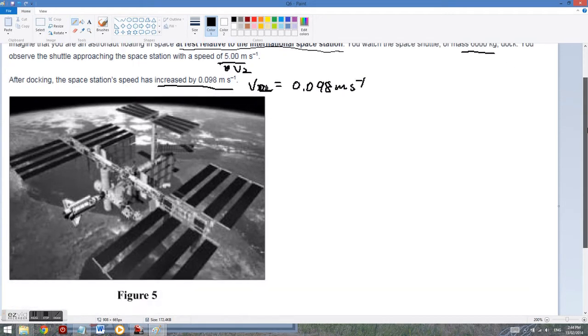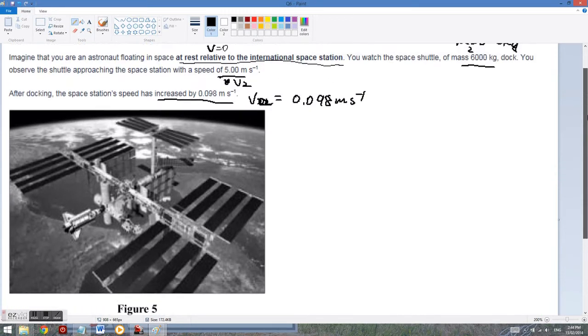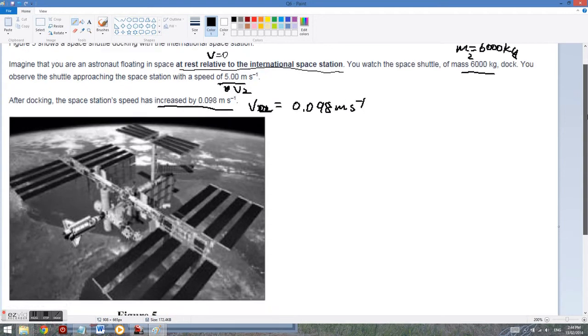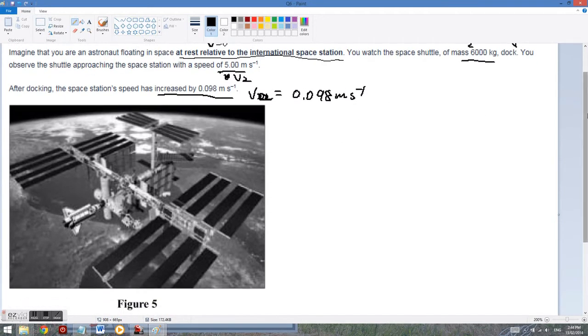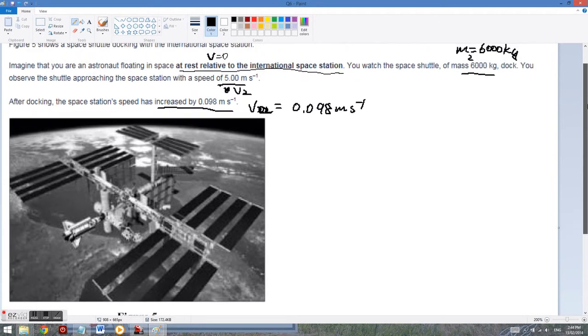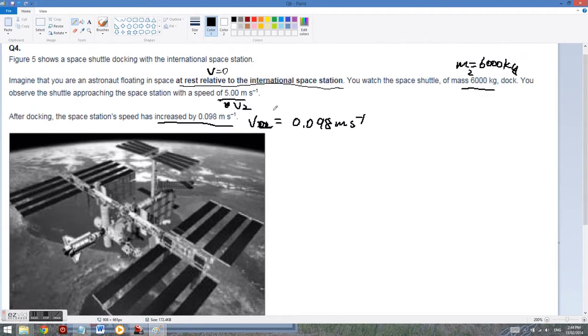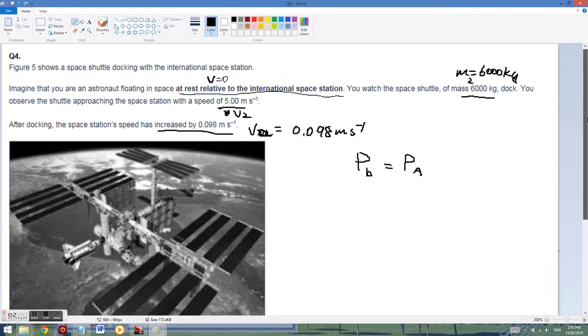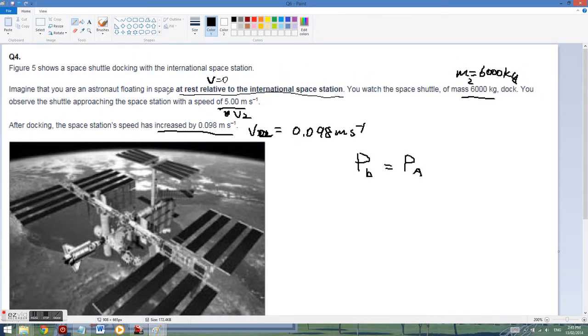Now then we need to write down all the masses. Now it's a collision, so we need to find some information. So conservation of momentum: momentum before will be the same as momentum afterwards. Then let's have a look at what the momentum before is. Now, floating in space.